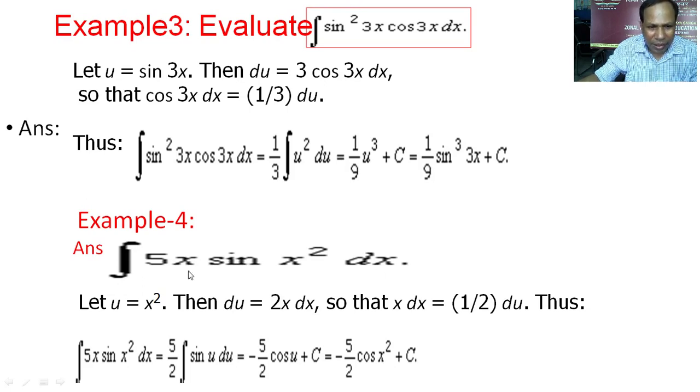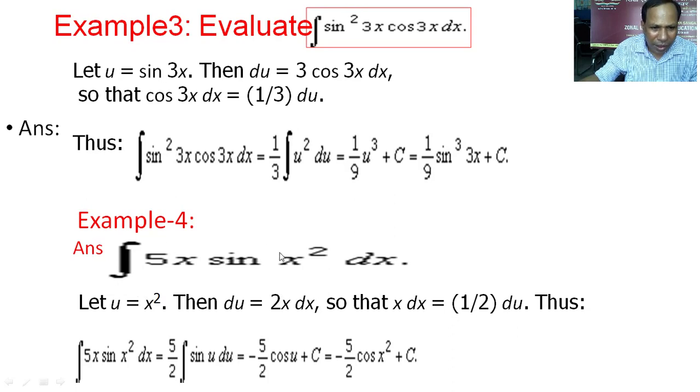Now here is x, here is x square. So if we put x square as u and differentiate, we get du is equal to 2x dx. So that x dx becomes 1 by 2 du. So x dx can be reduced to the form of du.